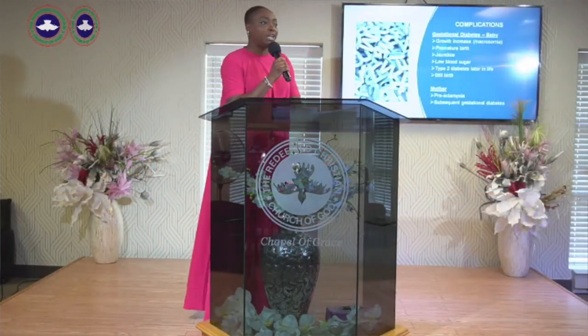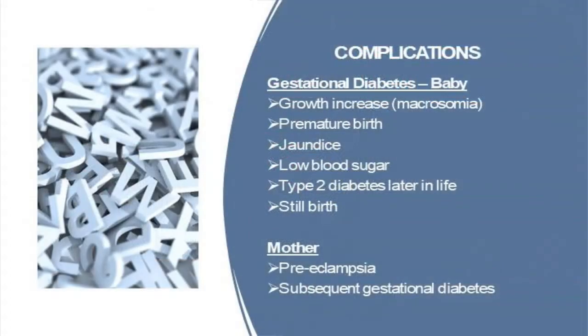We are going to divide this into two broad classifications: complications in the baby and complications in the mother. Now, the baby can have unnecessary growth increase. It's not all the time that you have babies that weigh 4.2 kilograms at birth. You think, oh, my baby is healthy, I ate very well, I took great care of this baby. No, it's most likely gestational diabetes.